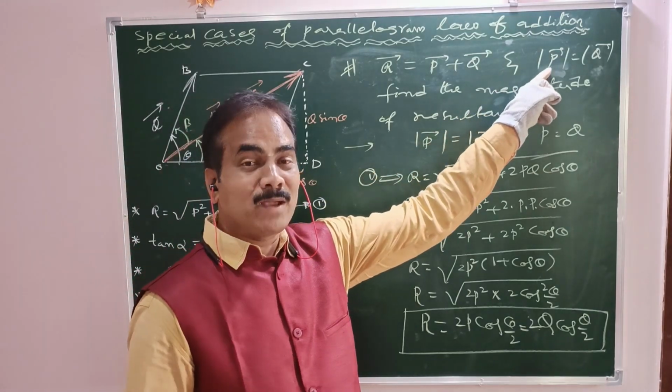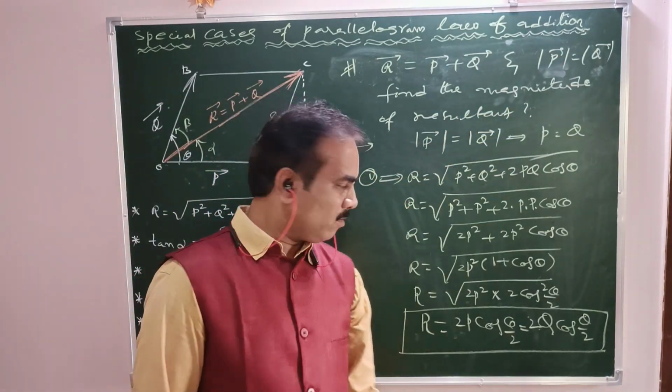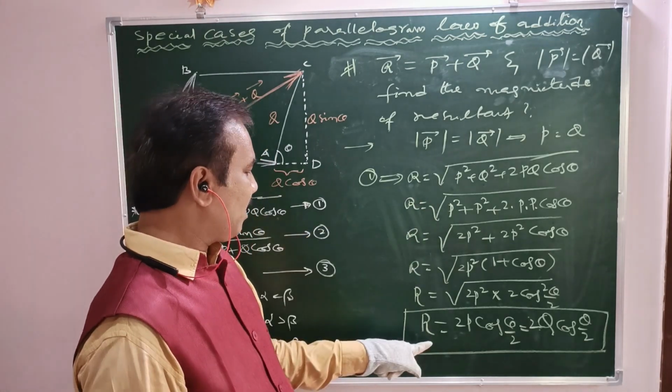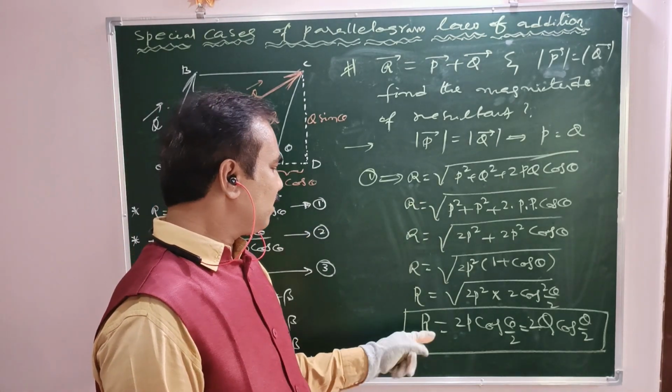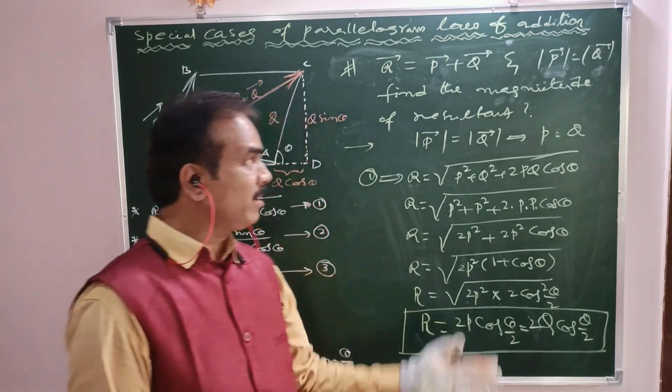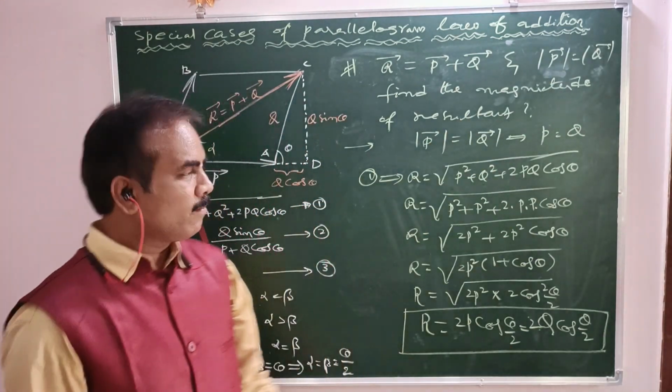In which case, |P| equal to |Q|. No need to start from the first step. We can have the direct step, that is R = 2P cos(theta/2) or 2Q cos(theta/2), in that case |P| equal to |Q|.